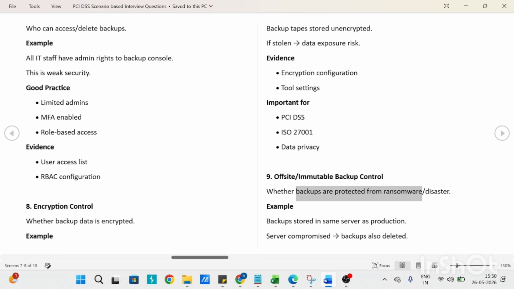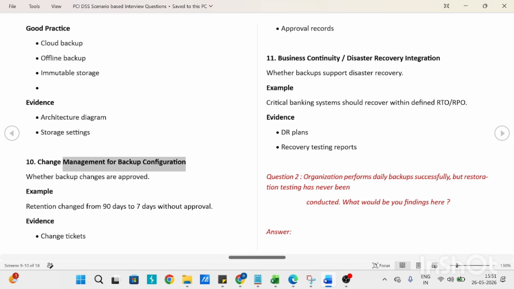Change management means what? If there are any changes in the backup, these changes should be approved. Like retention changed from 90 days to 7 days without approval. From an evidence perspective, you need to check what the change tickets are, and whether approval exists or not. For business continuity and disaster recovery, you need to check whether backup supports disaster recovery or not. Check whether critical banking systems can recover within the defined RTO and RPO. So these are the certain controls you need to check as a backup auditor.